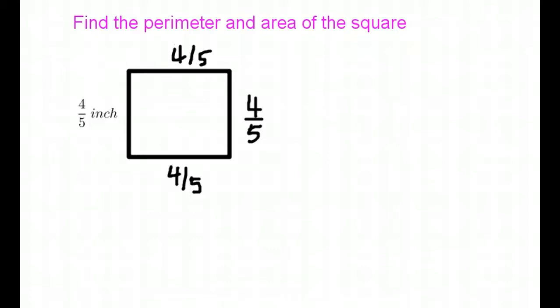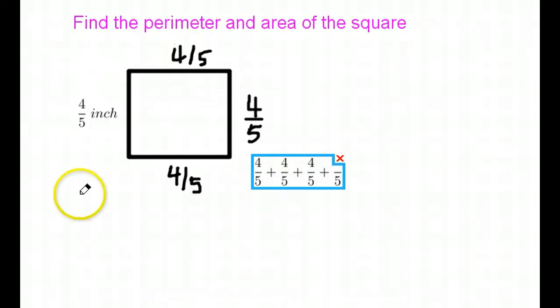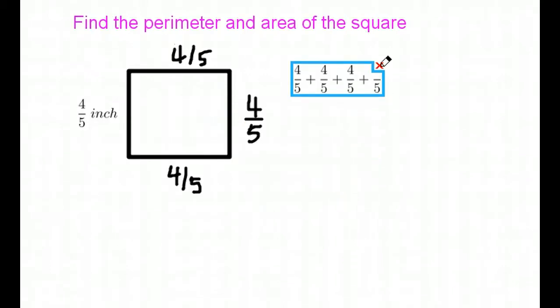We have done this before last week when we were getting the perimeter of a rectangle. Today we shall see that the same applies. This is how we get the perimeter: 4 over 5 plus 4 over 5.